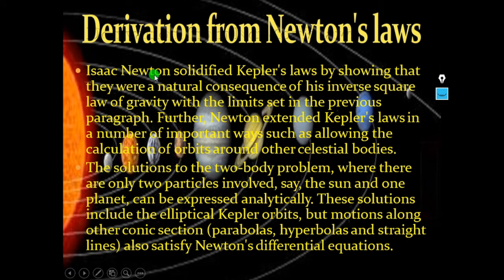Derivation from Newton's laws: Isaac Newton solidified Kepler's laws by showing that they were a natural consequence of his inverse square law of gravity, with the limits set in the previous paragraph. Further, Newton extended Kepler's laws in a number of important ways, such as allowing the calculation of orbits around other celestial bodies. The solutions to the two-body problem, which we have already seen, where only two particles are involved, say the sun and one planet, can be expressed analytically. These solutions include the elliptical Kepler orbits, but motions along other conic sections, parabolas, hyperbolas, and straight lines also satisfy Newton's differential equations.